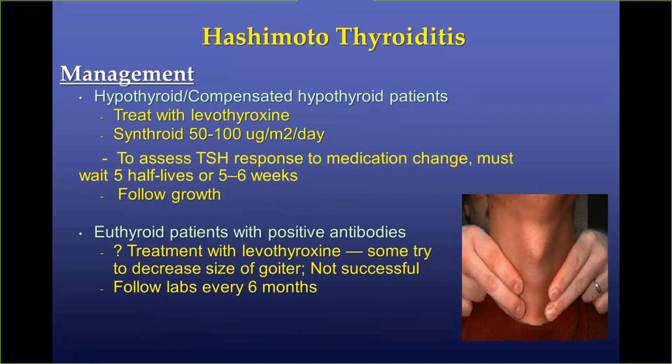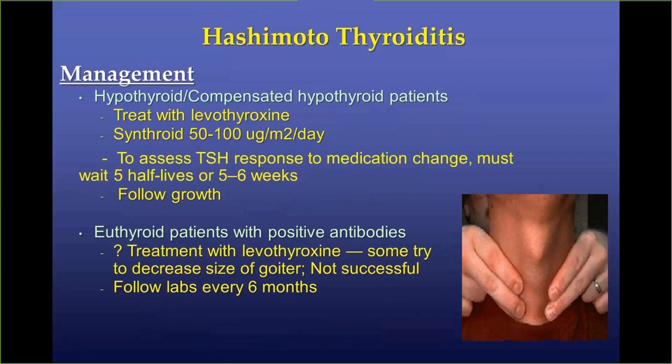We use thyroid hormone replacement, levothyroxine. The dose of Synthroid is 50 to 100 micrograms per meter squared per day, and we base the dose on meter squared more than the weight. Usually, because the thyroid hormone half-life is long, we wait 5 to 6 weeks before we repeat labs of thyroid hormone to see if we need to adjust the medications more.